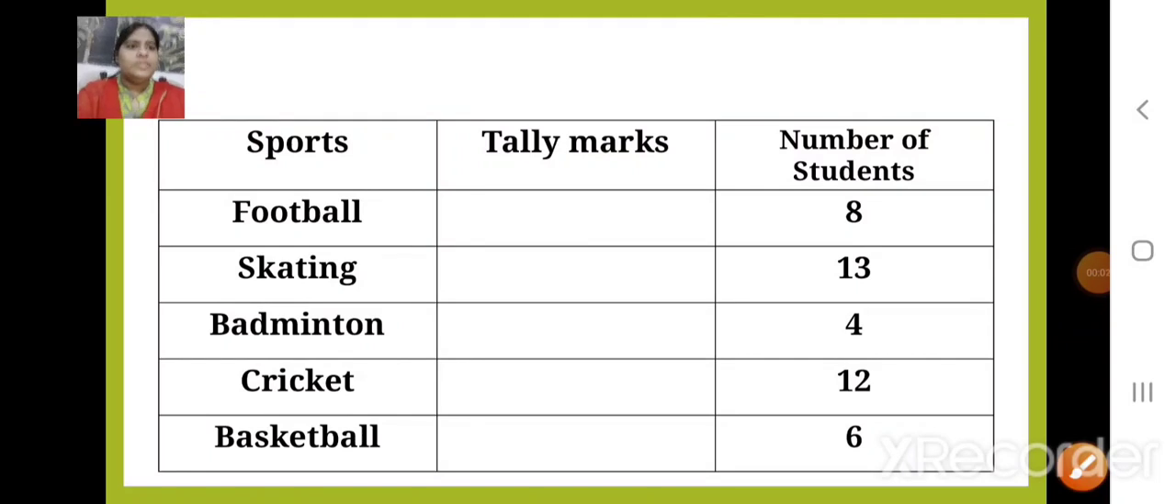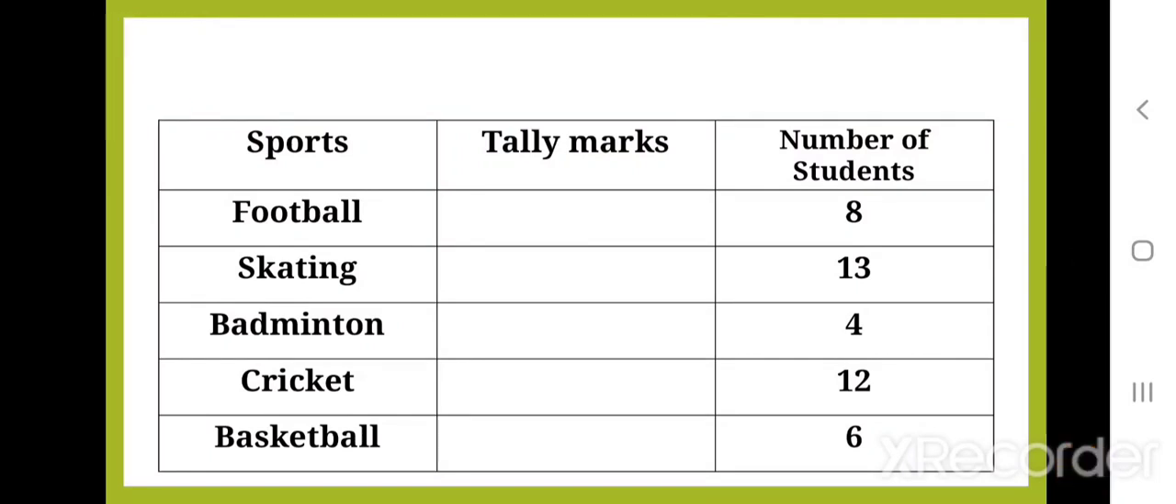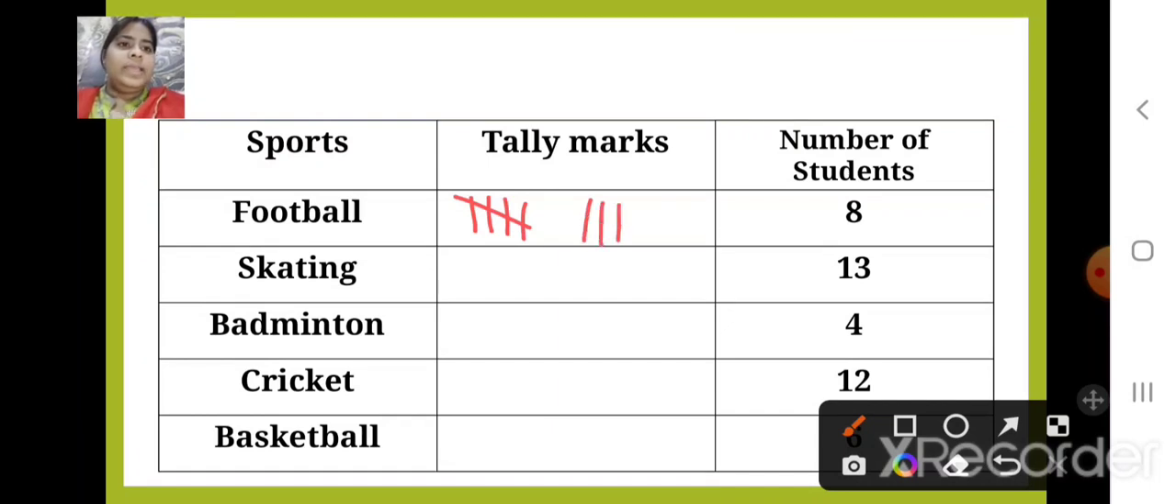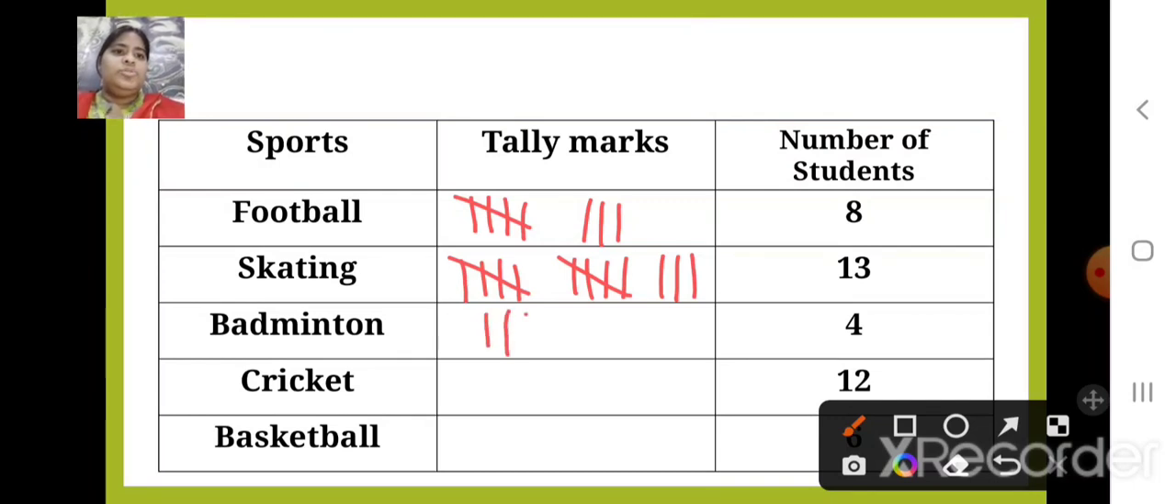Now for football there are 8 students, so 1, 2, 1 2 3 4 5, then 6 7 8. Then for skating 13 students are there. 1 2 3 4 5 will be a crossing line, then 6 7 8 9 10 will be a crossing line, 11 12 13. For badminton 4 students are there, so 1 2 3 4.